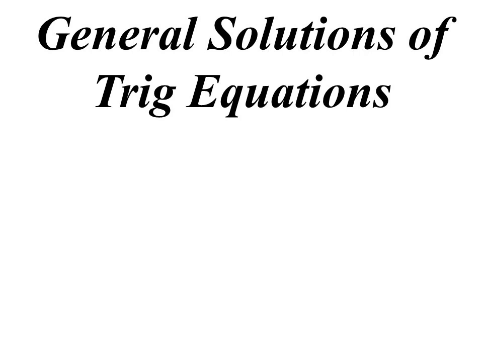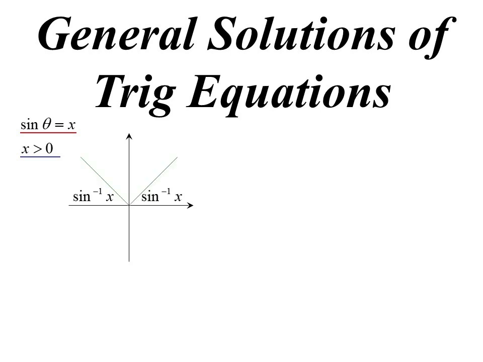But let's just create them. So if we want to solve x equals sine theta, and we want a general solution, so we're not restricting it between 0 and 2 pi, for instance, we want a formula that would create every possible solution. It all depends, of course, whether x is positive or negative, because that will determine which quadrants we're in. So let's assume x is a positive number. Now, if x is a positive number, we know we're in the first quadrant.